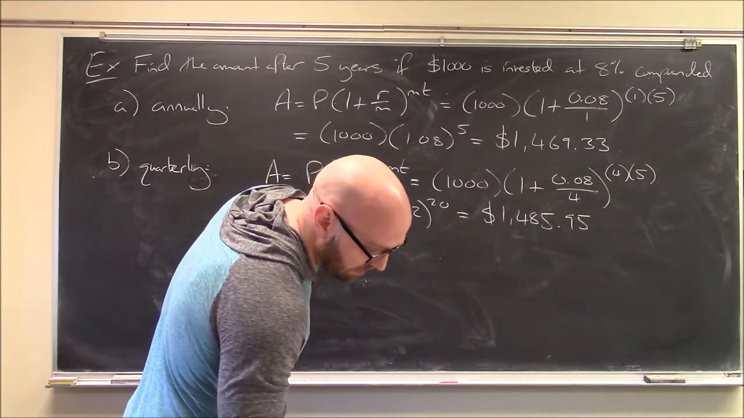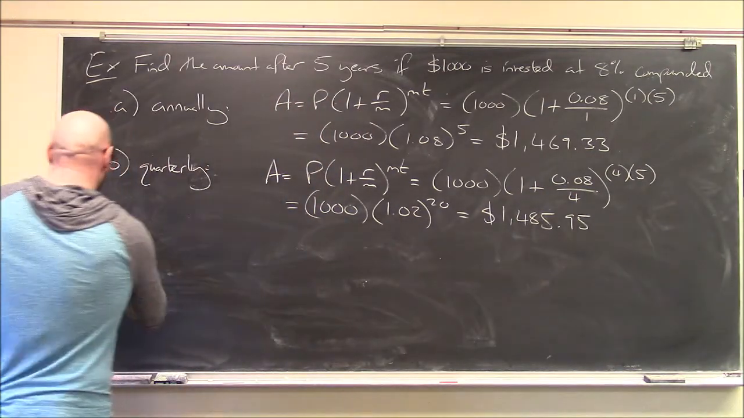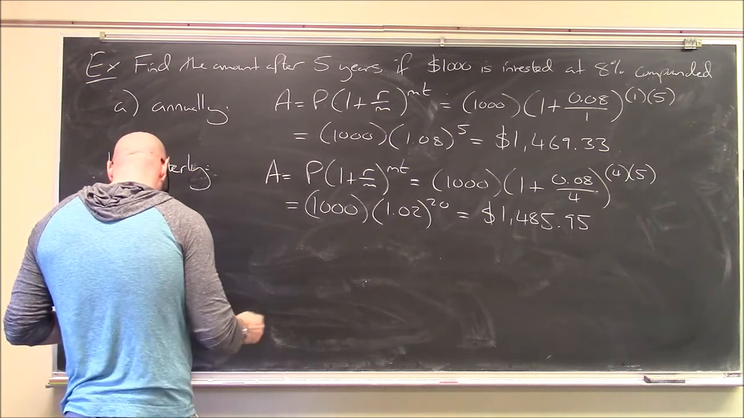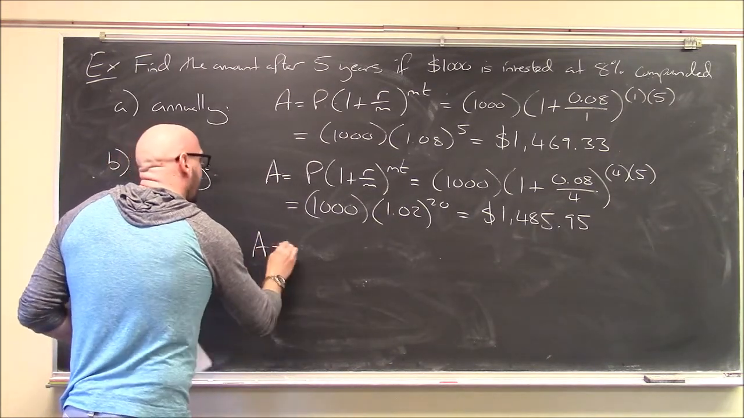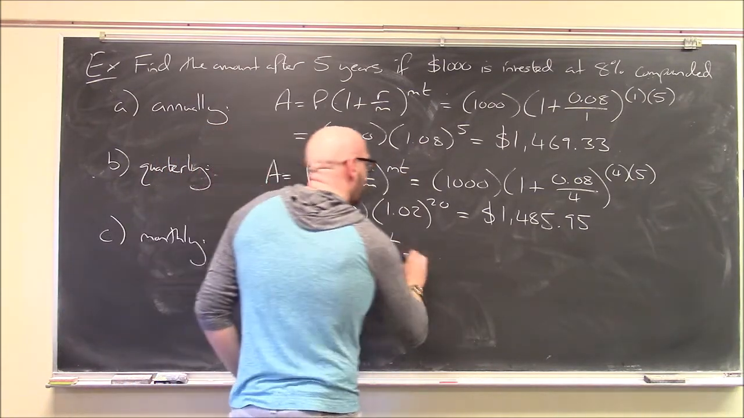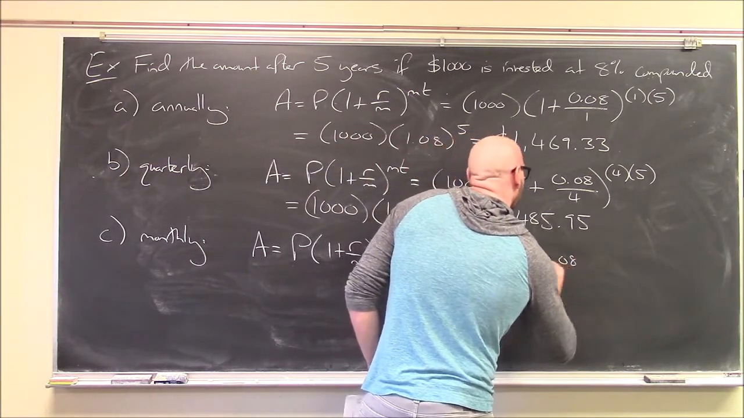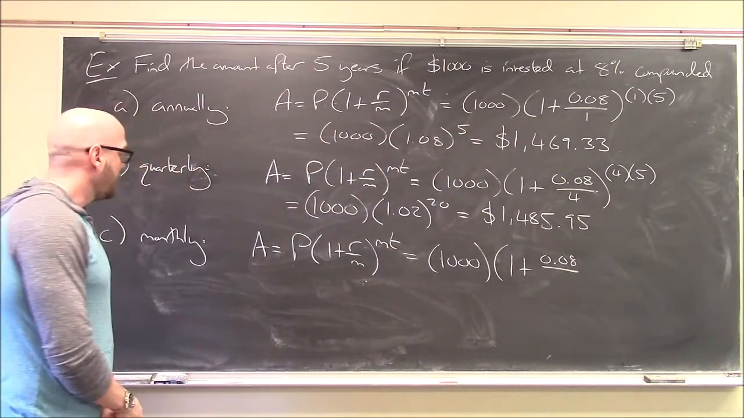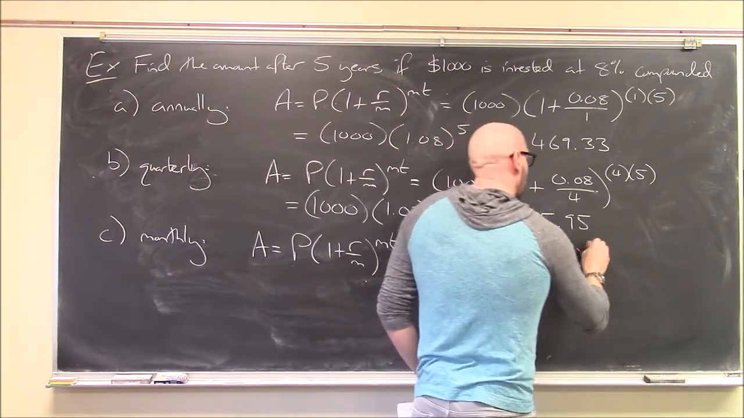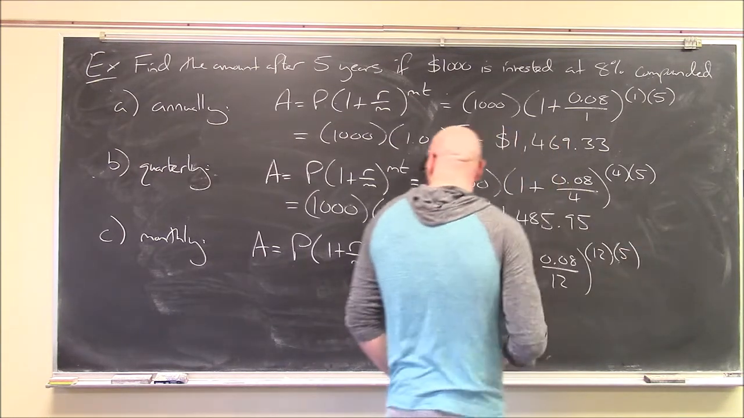What if we do it, let's say, monthly? Monthly. So once again, A is P times 1 plus R over M to the MT. Same principal, 1,000. 1 plus 0.08 over, same rate. But how many compounding periods now? Well, there's 12 months in a year, so we compound 12 times. And then to the power of 12 times 5.